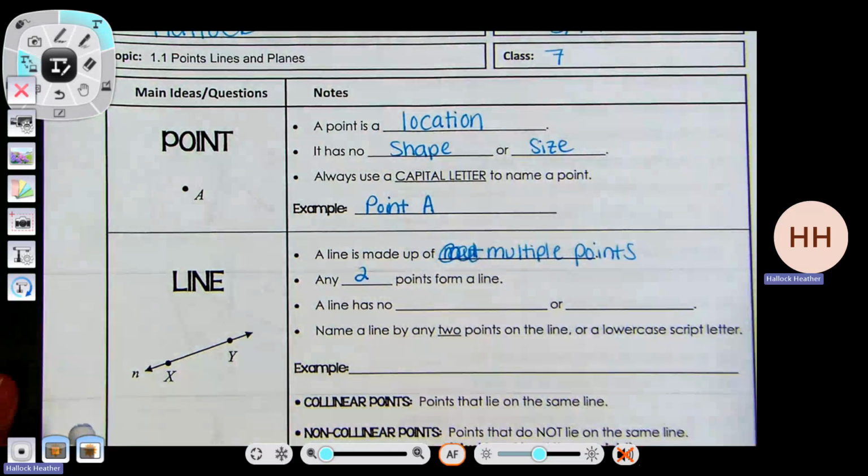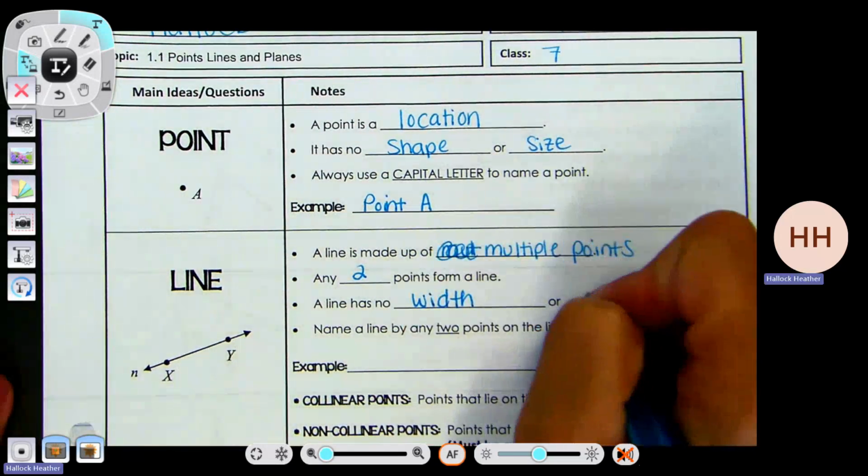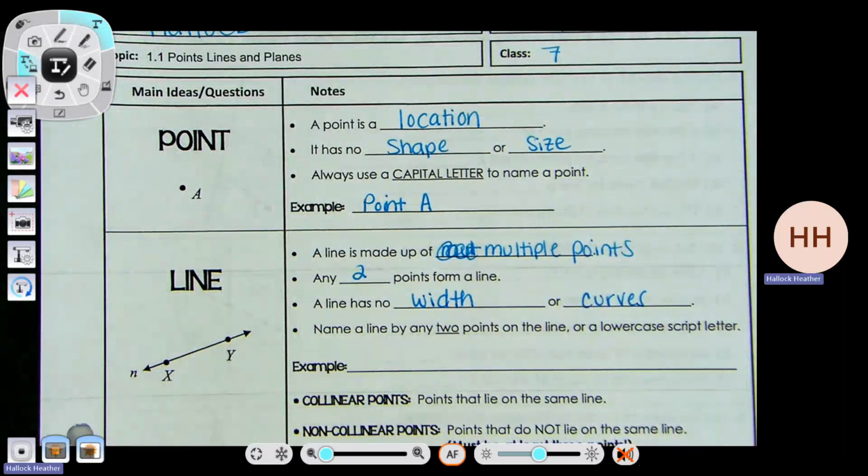A line has no width or curves. So last year you talked about your quadratics and your exponential functions, and it was like a curved line. For these lines for geometry, we're just talking about straight lines. None of them are going to have any curves or anything like that. It's going to be nothing weird.